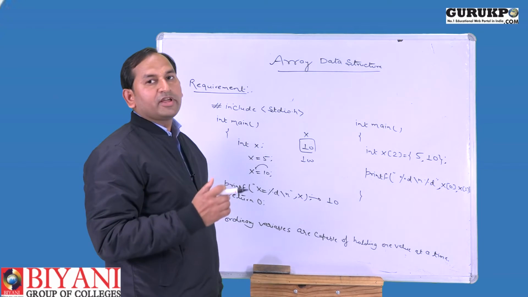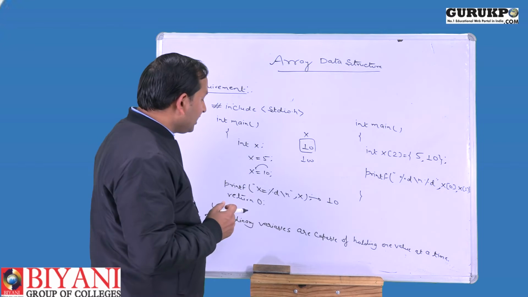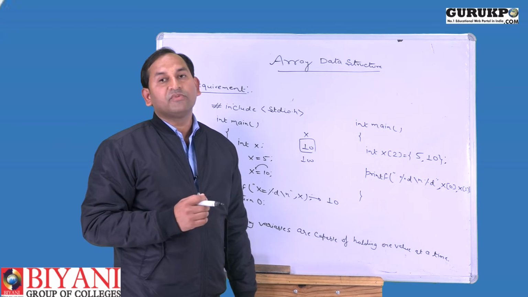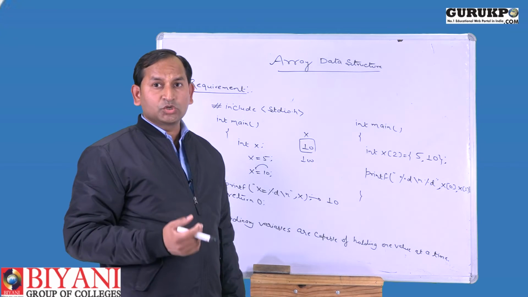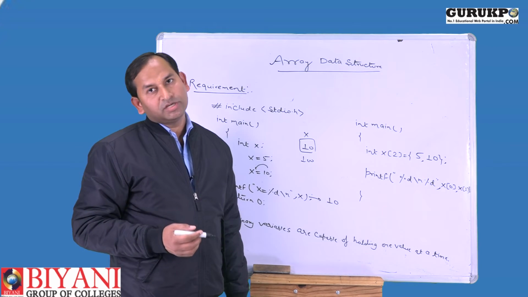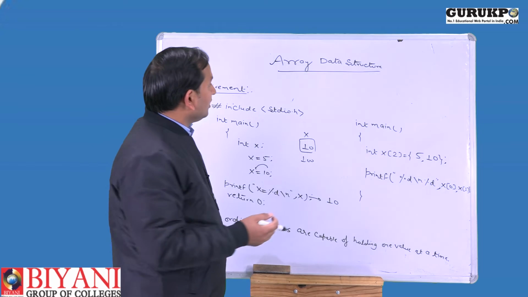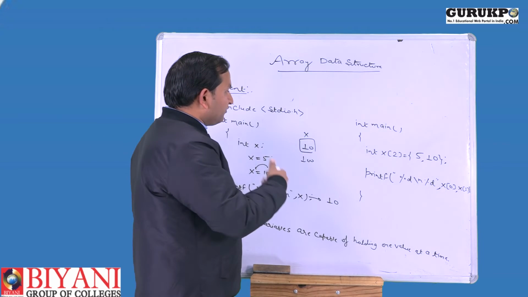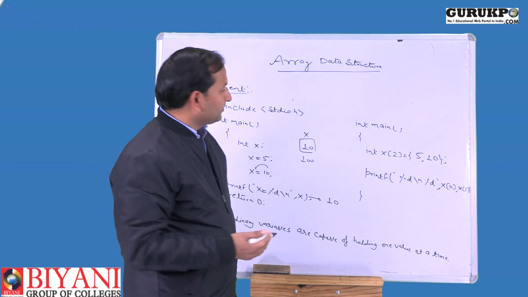There is one drawback of ordinary variables. The ordinary variables are capable of holding one value at a time. If we want to store more than one value at a time, we will always use an array variable. So, now this program we will convert into array type.